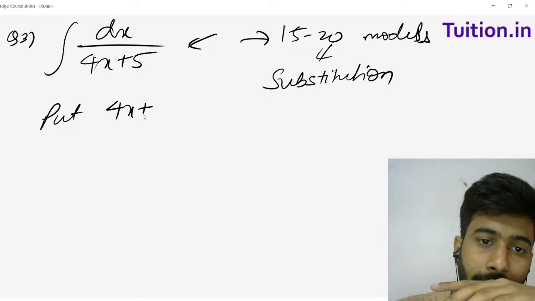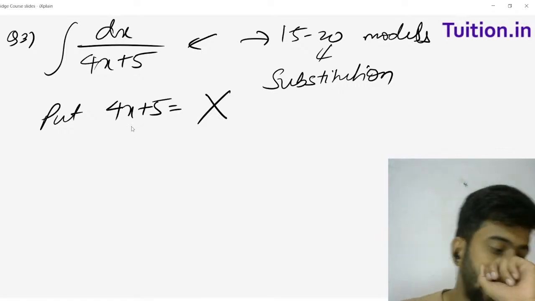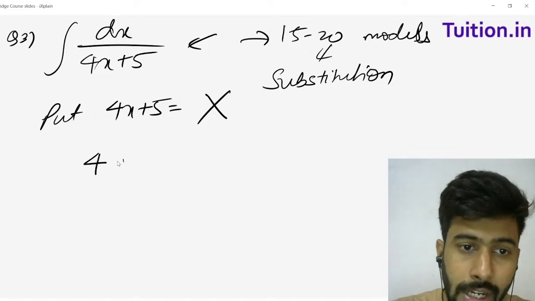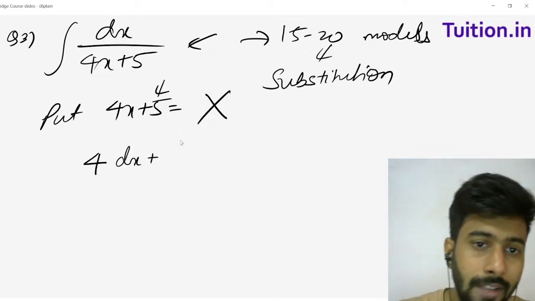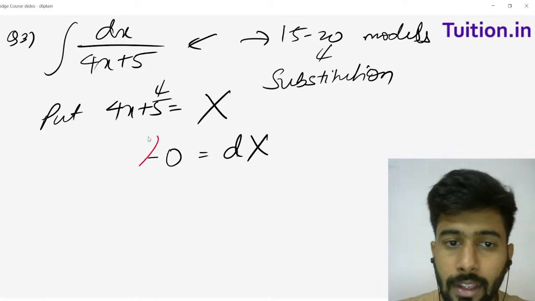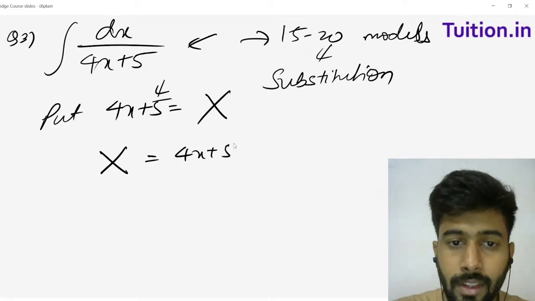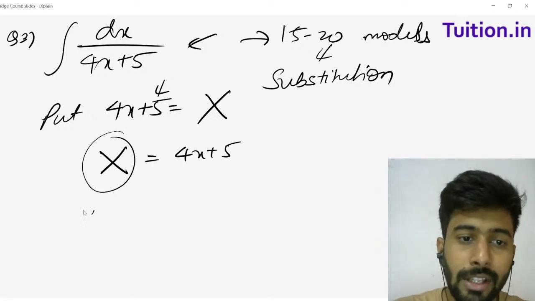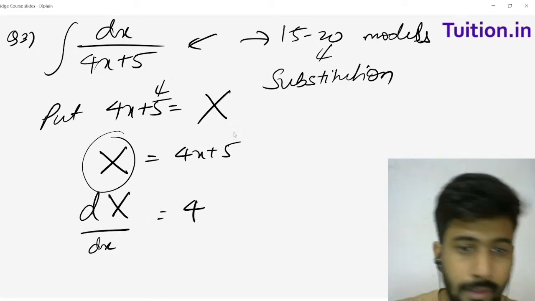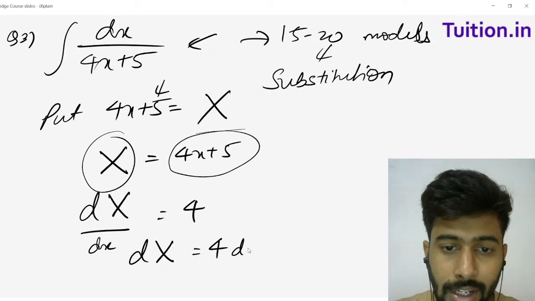Put 4x plus 5 as capital X. And now differentiate on both sides. If you differentiate on both sides, this will become 4 into dx, plus if you differentiate 5 with respect to x, it will be 0, and this will be d capital X. Or rather, let me show you like this. So I am saying that this capital X is 4x plus 5. Differentiate this capital X with respect to small x. What will you get? 4. Correct? When you differentiate this function with respect to x, you will get 4. So d capital X is nothing but 4 d small x.